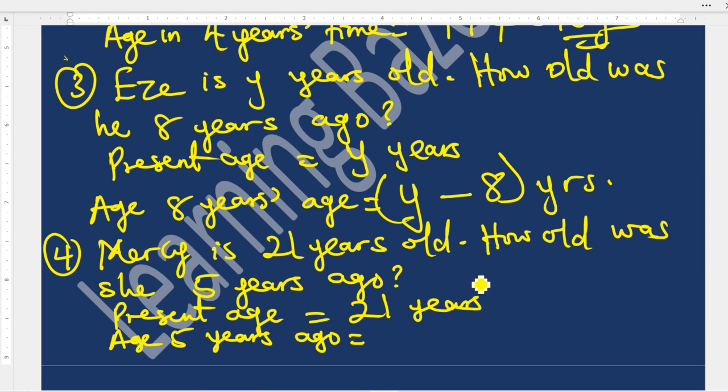That's in the past tense. So her present age is 21. That will be minus 5. That will be equal to 16 years. So which means 5 years ago, Mercy was 16 years. Right now, she is 21 years. 5 years ago, she was 16 years. Wow, this is amazing.